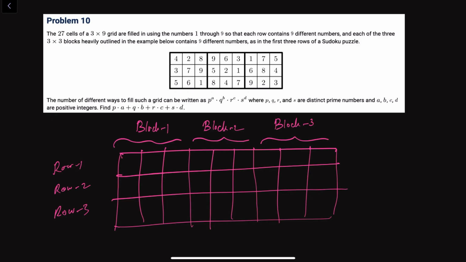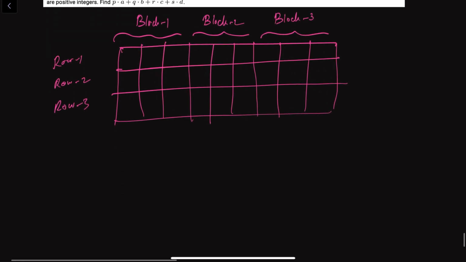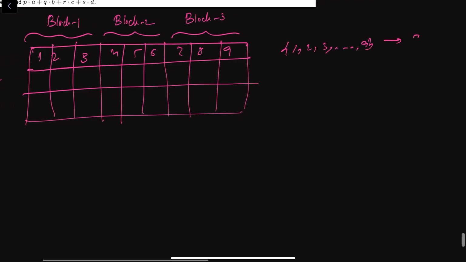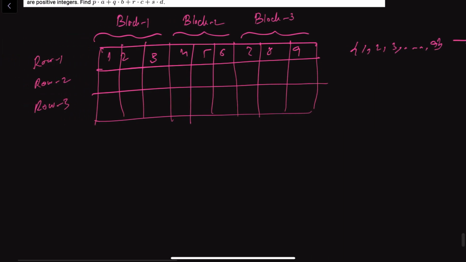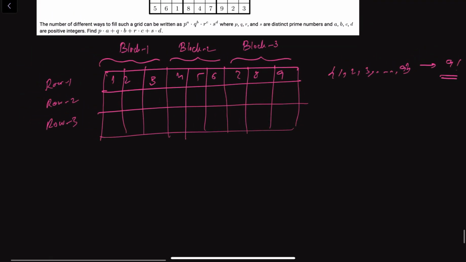We also need to ensure that 9 different digits are there along the rows, and they are also there inside the columns. The top row is very easy, it's just a permutation of 1, 2, 3 and so on till 9. So this can be done in 9 factorial ways. It's just a total permutation. So for row 1 we have 9 factorial choices.